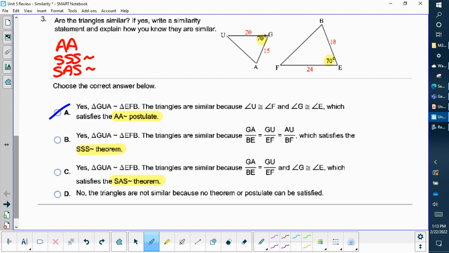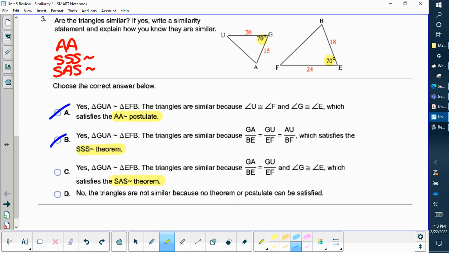Now, obviously, also not side, side, side. This isn't a right triangle, so I can't use the Pythagorean theorem. And I have no idea what that length is, so I can't check ratios. So right here, I wouldn't be able to plug in numbers for this one. So this is out, okay? So my answers are it's either side, angle, side, or they're not similar. Well, how do we know?